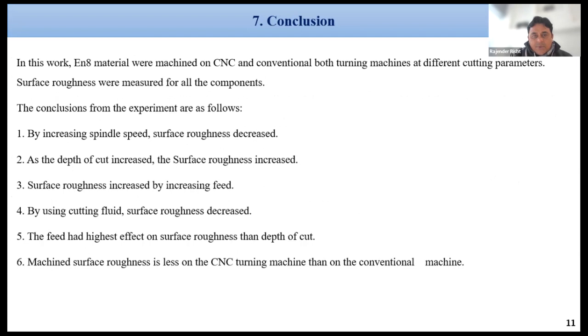And basically in my further study, I'm working on using the RSM and ANOVA method to see the effect of cutting parameters and the material removal rate. After getting these data, I'll work on the RSM method and ANOVA method to optimize the cutting parameters.